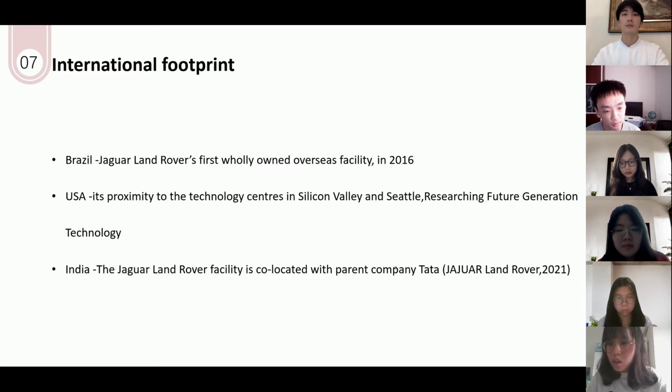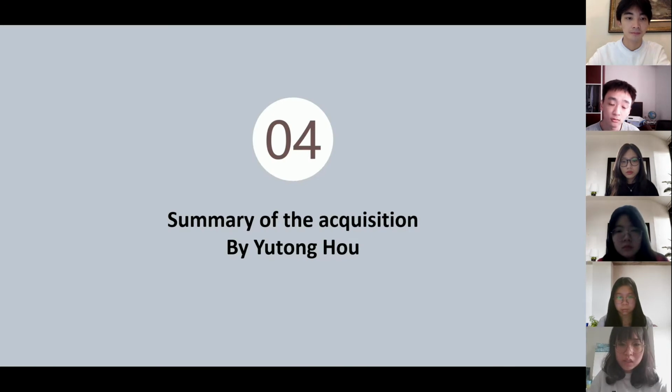Lastly, India, local vehicle assembly. This facility is subject to Jaguar Land Rover's mainstream launch quality processes and is overseen by experienced manufacturing and quality managers, many of whom have moved to India from the UK. Okay, next part. In this part is the summary of the acquisition. Next.